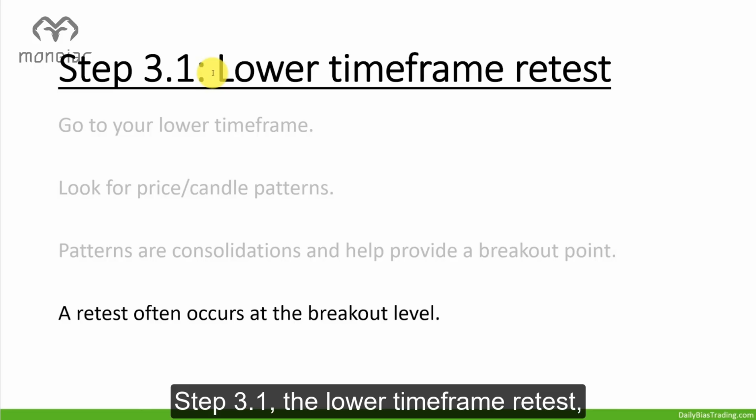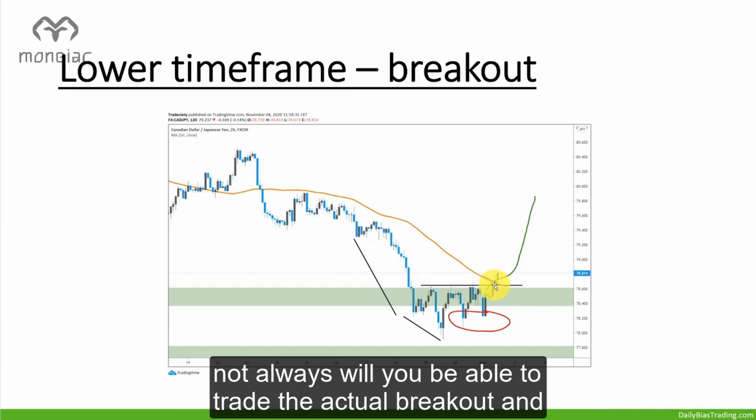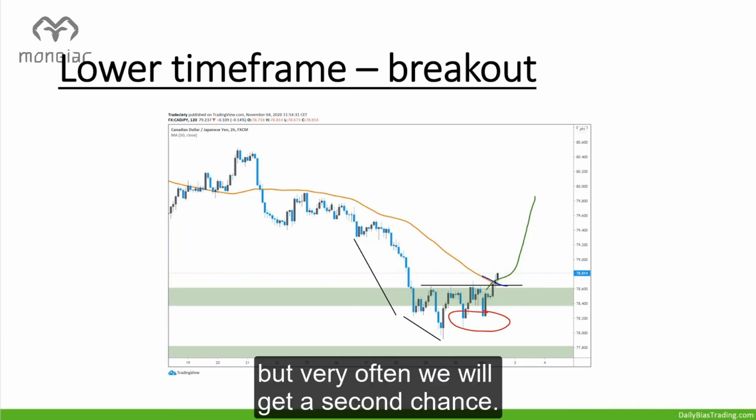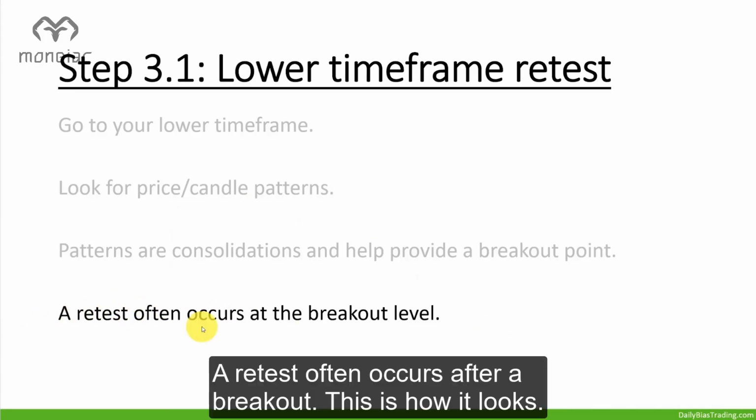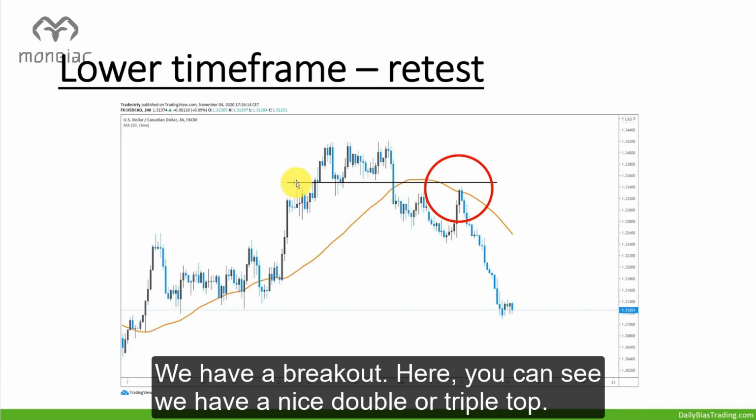Step 3.1, the lower time frame retest. Not always will you be able to trade the actual breakout, and not always will the breakout succeed. That is really important, but very often we will get a second chance. A retest often occurs after a breakout. This is how it looks. We have a breakout. Here you can see we have a nice double or triple top.